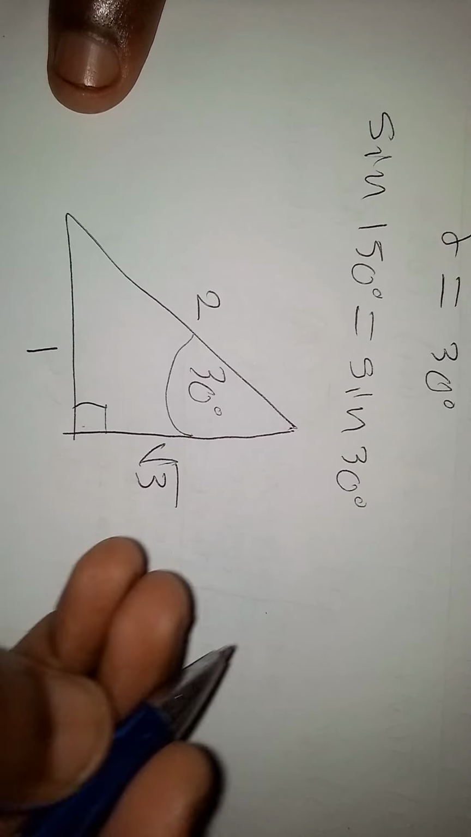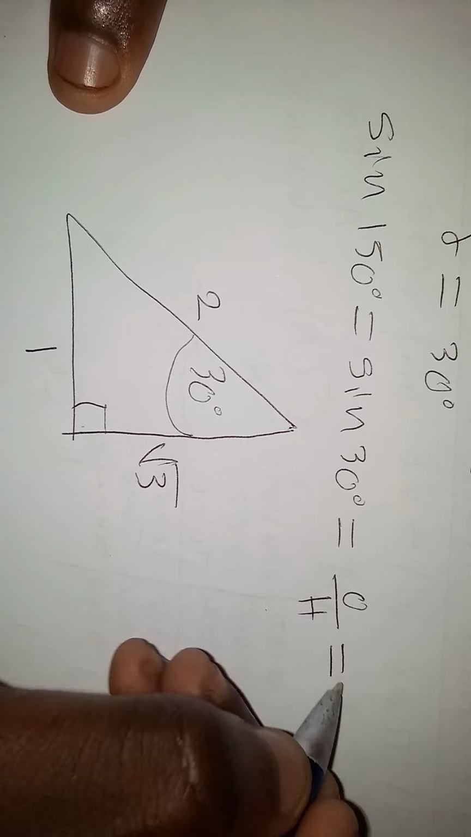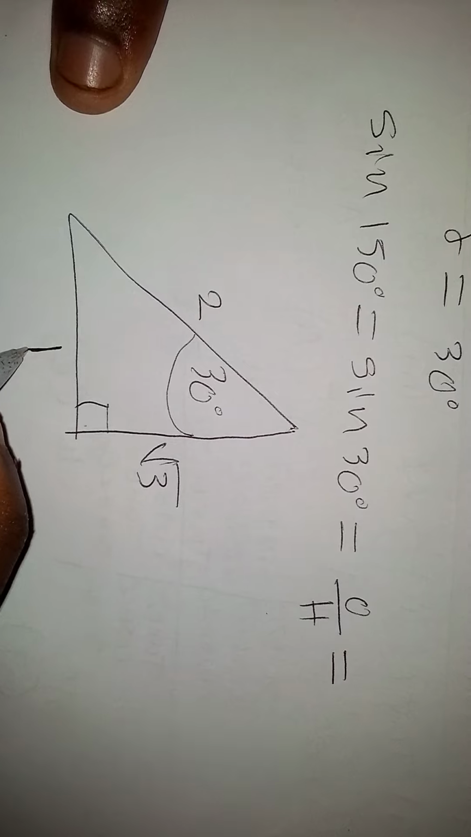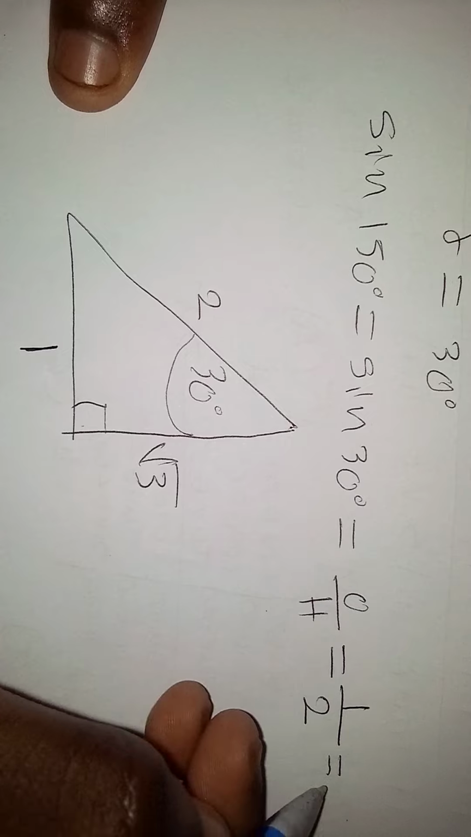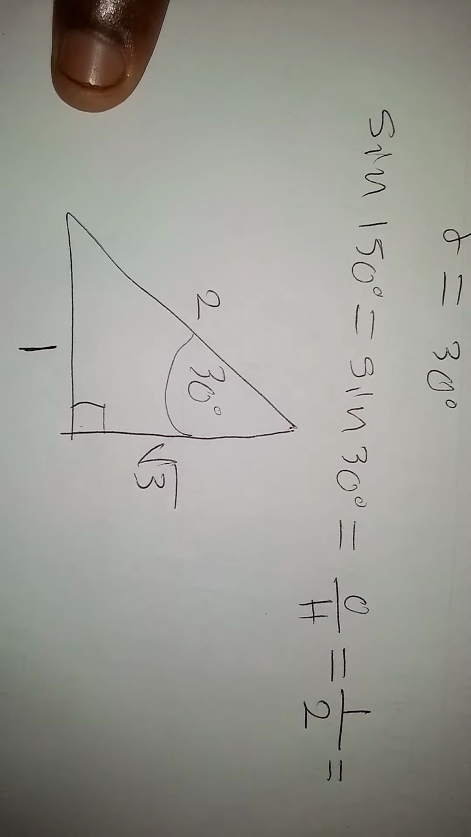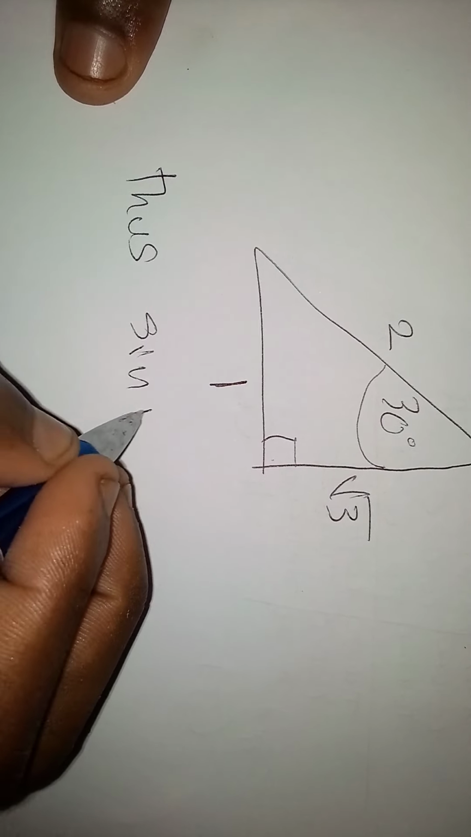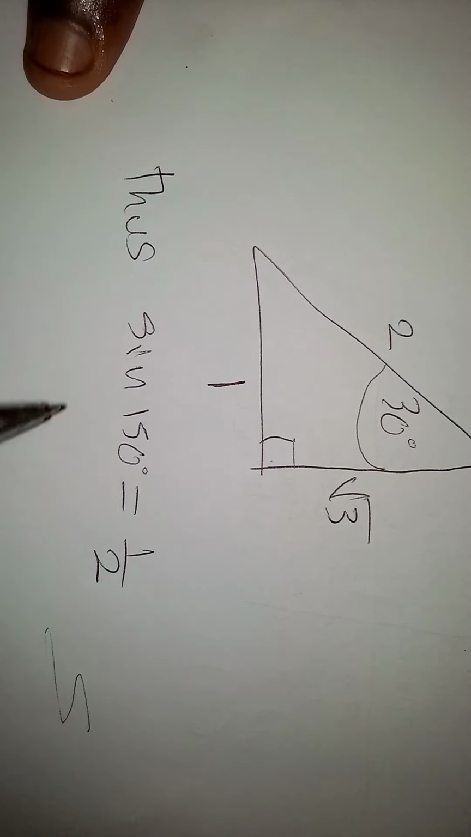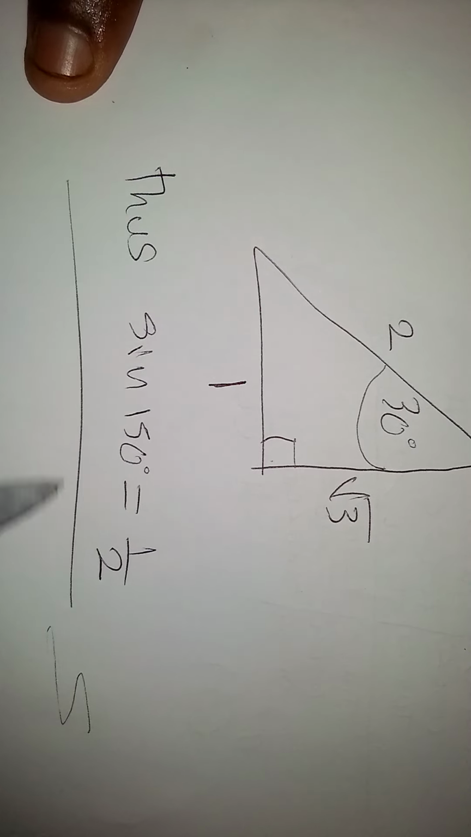Now sine is given by opposite over hypotenuse. Which one is our opposite? This is our adjacent, meaning this is our opposite, 1. Our hypotenuse is 2. So this is equal to 1 over 2. Thus we can conclude that sine 150 degrees is simply equal to 1 over 2. If you put this on the calculator, you get 0.5, which is the same as half.